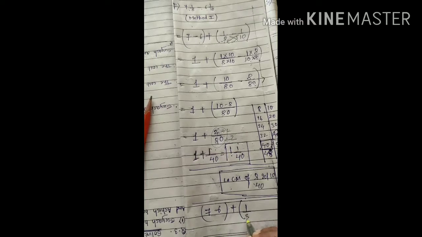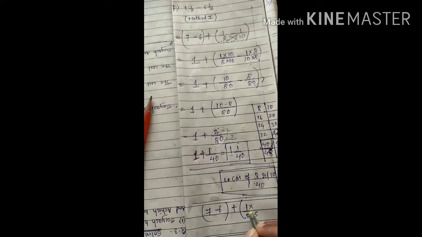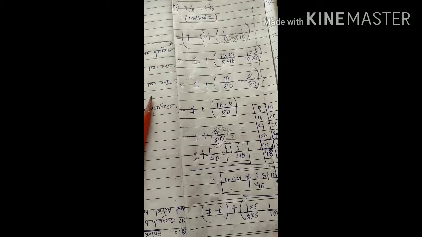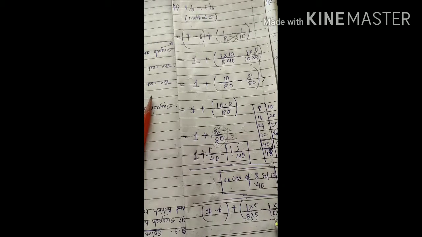That is, if you multiply 8 by 5, then 1 by 5 minus, if you multiply 10 by 4, and 1 by 4, because the LCM of 8 and 10 is 40. And when will we get the 40 here? If we multiply 8 by 5 and if we multiply 10 by 4. So we will get 40 here, here also we will get the 40.